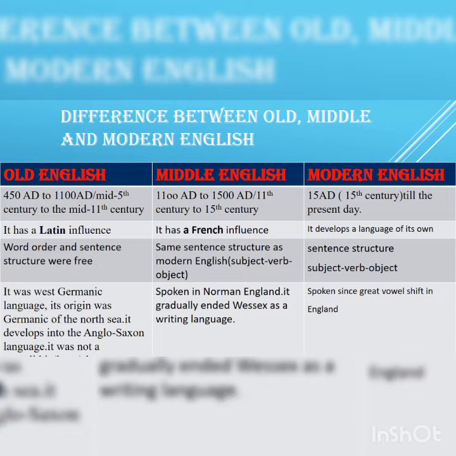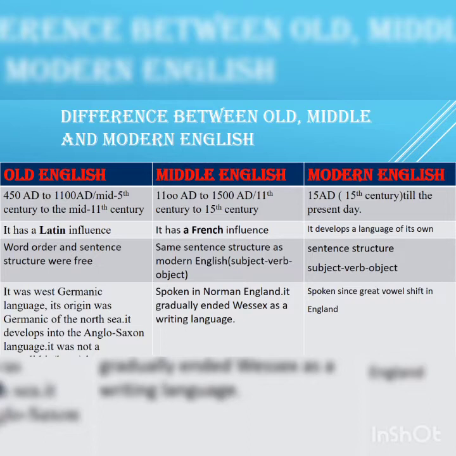The word order and sentence structure were free in Old English, and in Middle English the sentence structure was the same as we use in Modern English: the subject, verb and object, SVO structure.